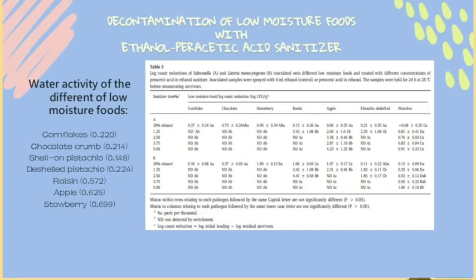To measure water activity of the different low moisture foods, cornflakes has the lowest water activity, which is 0.220, and strawberry has the highest water activity, which is 0.699.